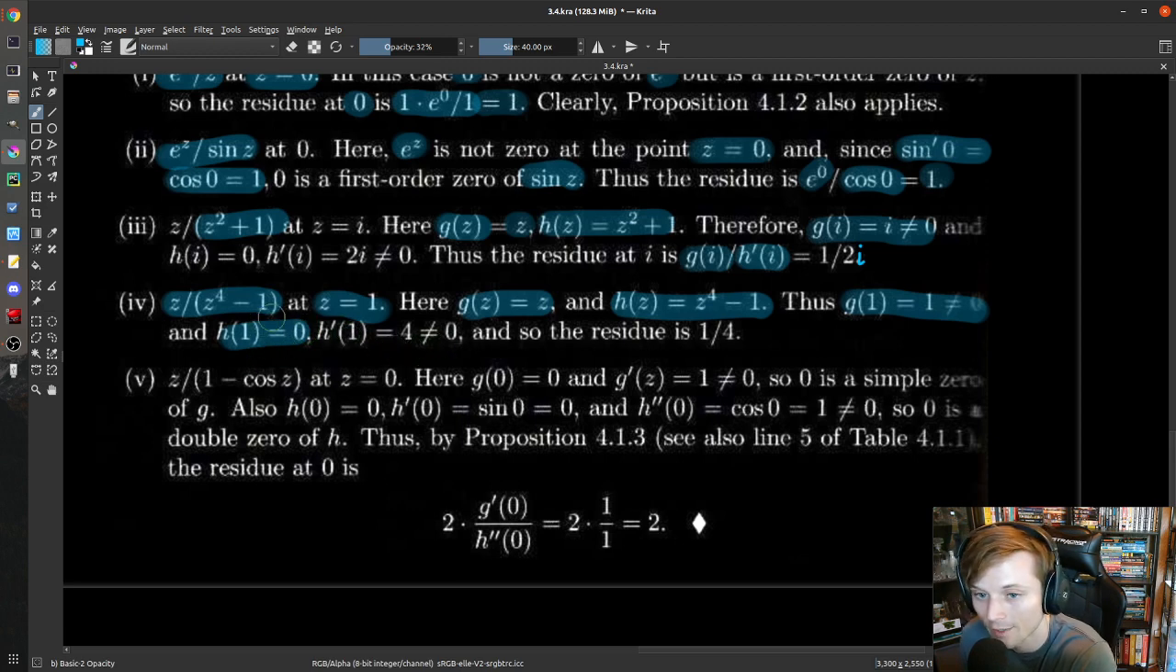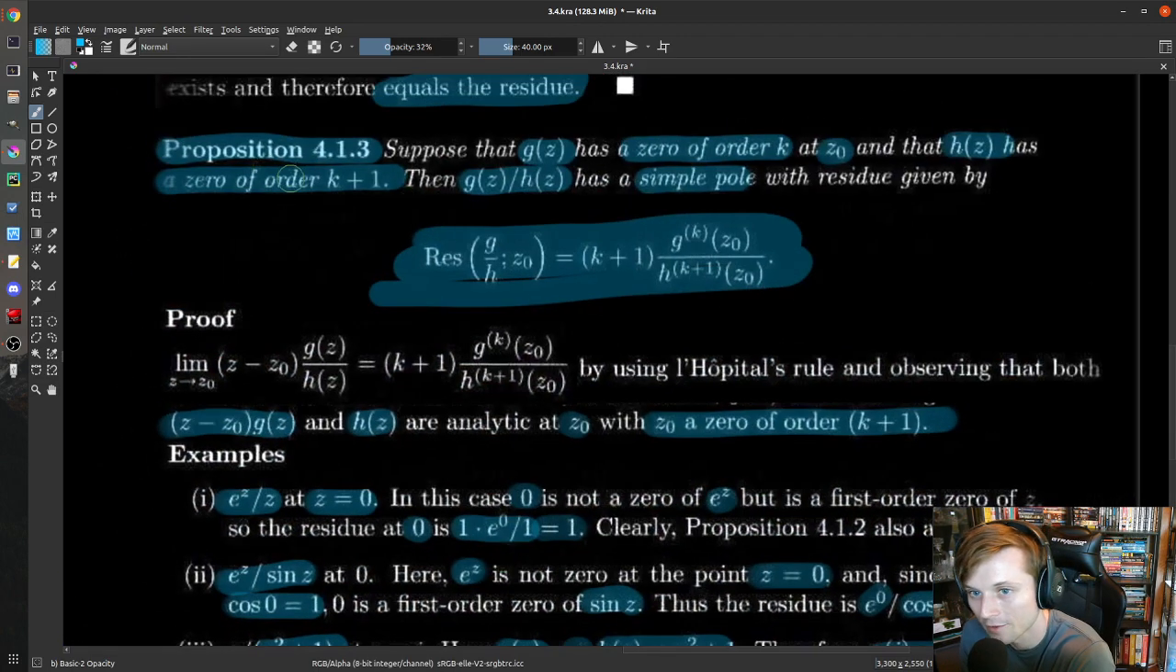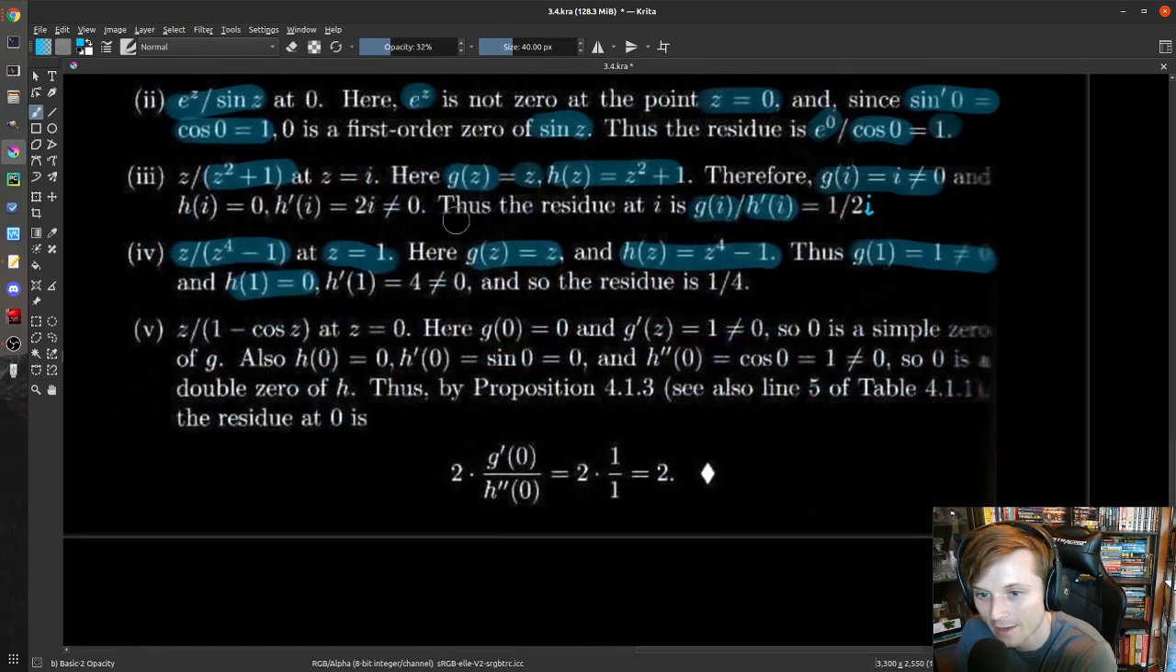So we're pretty much in the situation we're going to be. Take a derivative just to make sure we don't have to do anything fancy, like start to use proposition 4.1.3 instead. We're still good because take a derivative, you get 4z to the third, and you plug in 1 and you get 4, right? h prime of 1 is 4. That's not 0, so the residue is 1/4. Easy.